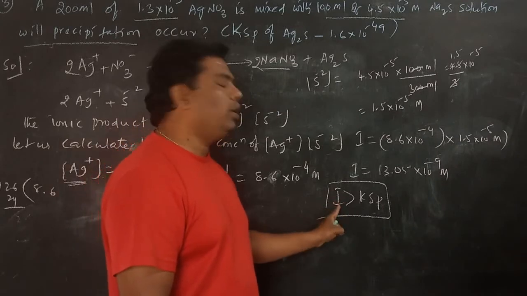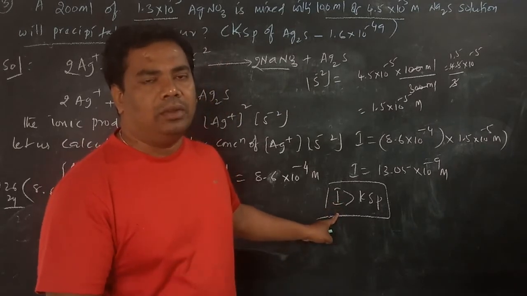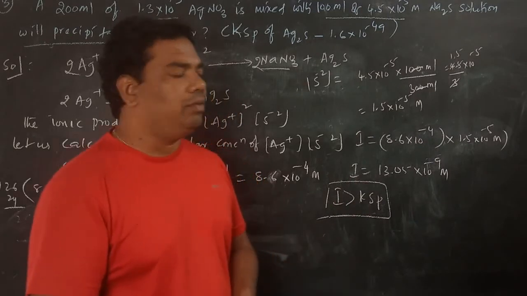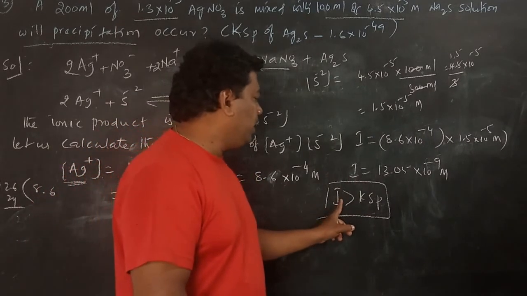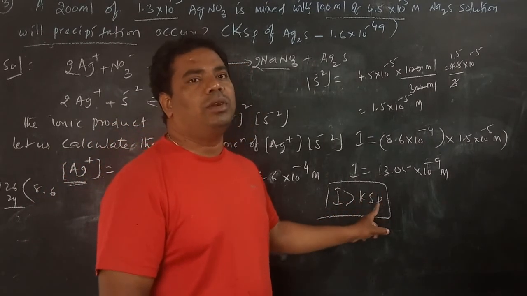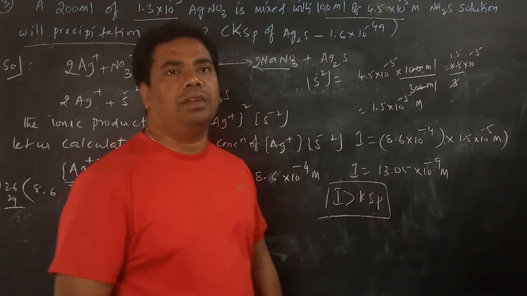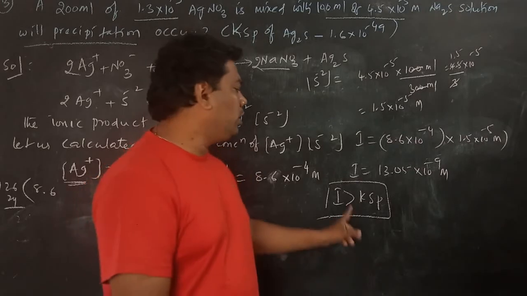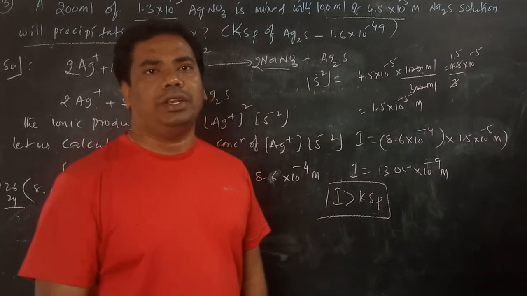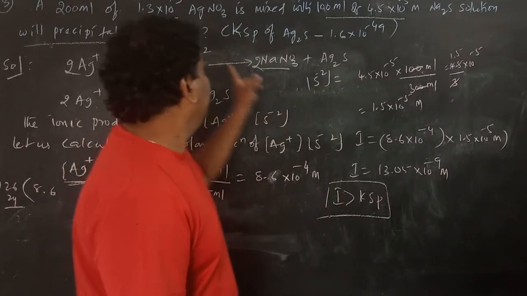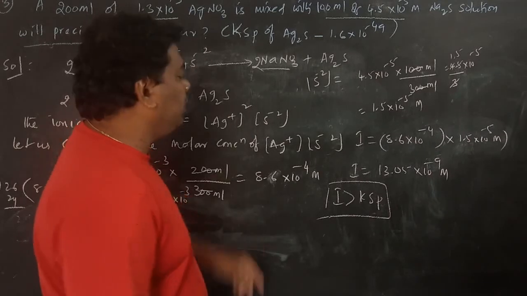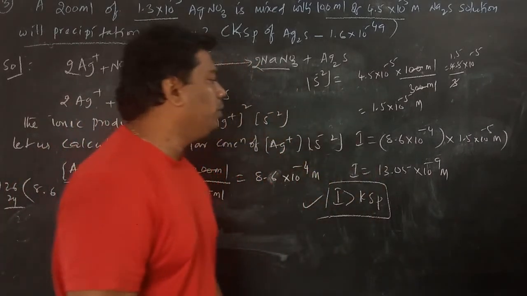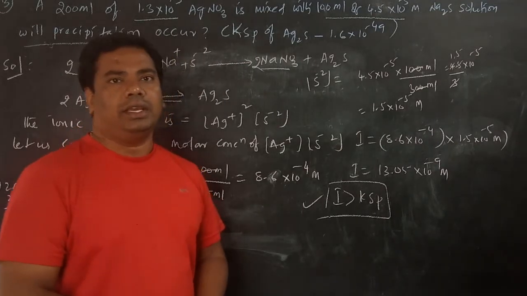We have already seen the conditions for the formation of precipitation. If the ionic product is greater than the solubility product, the precipitation will form. If the ionic product is less than the solubility product, the precipitation will not occur. If the solubility product is equal to the ionic product, then the solution is saturated. So here the answer is that the precipitation will occur, because the ionic product is greater than Ksp. Thank you.